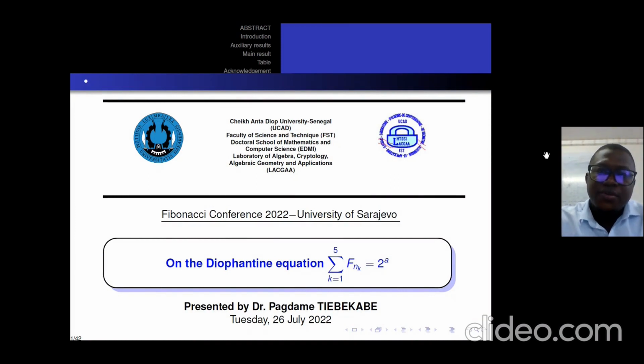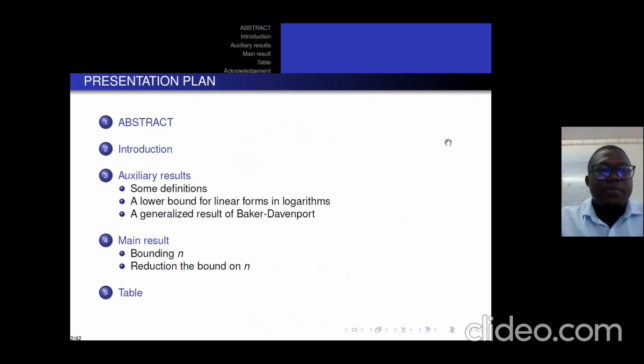Today I'm going to give a talk on the Diophantine equation, the sum over k going from 1 to 5 of F_{n_k}, which is equal to 2^a. My talk will be subdivided into 5 parts.